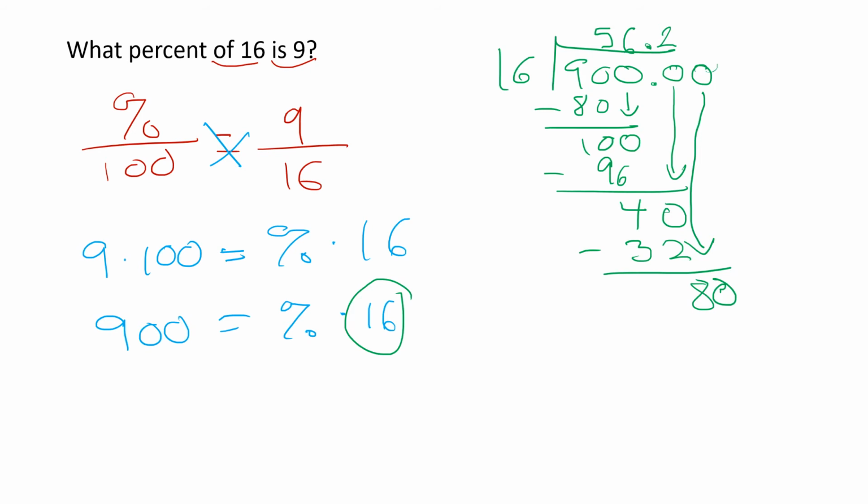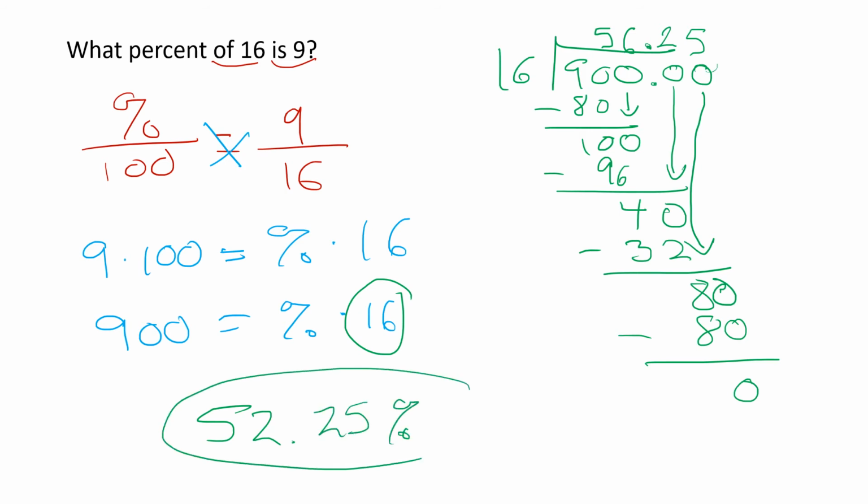So now we have 80. Well, we know already that 16 times 5 is 80. Subtracting it 0. No more numbers to bring down. No more leftovers here in our subtraction. So we are done. Our percent is 56 and 25 hundredths, or 56.25%.